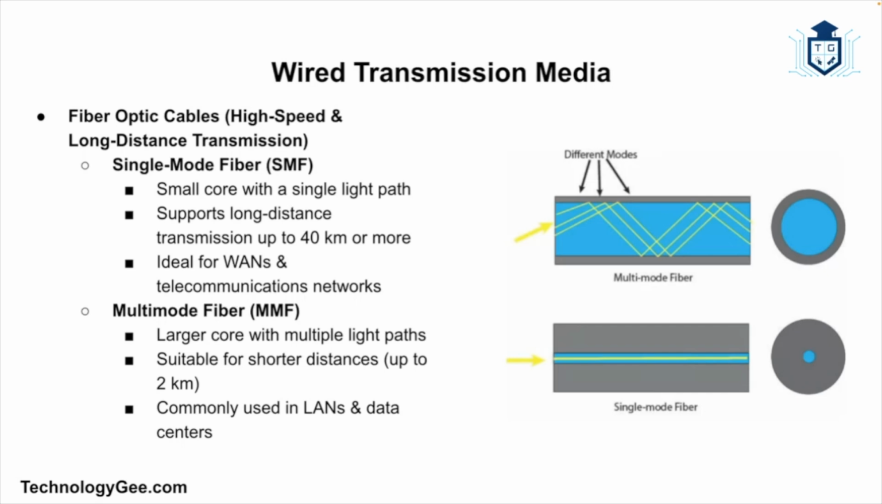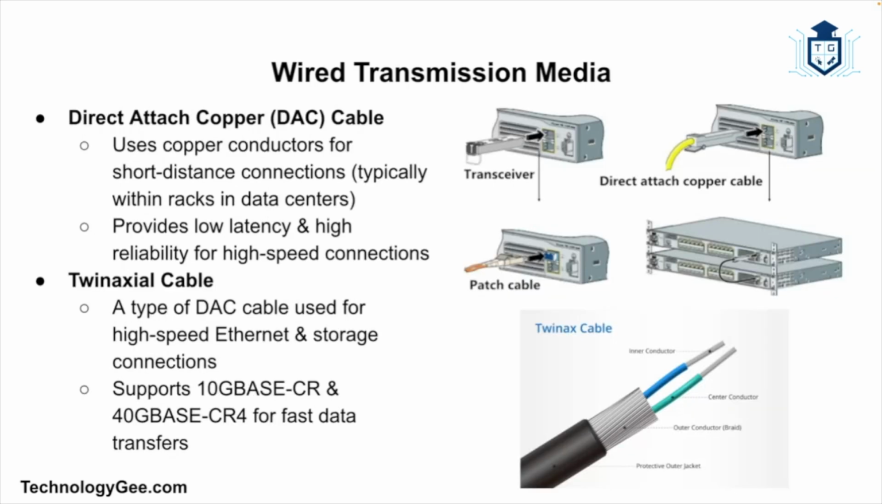And then we have multi-mode fiber, and this has a larger core and multiple light paths, which are suitable for shorter distances up to 2 kilometers. And this is commonly used in local area networks and data centers. Next, we have what is called the direct attach copper cable, and this uses copper conductors for short distance connections, and this is typically within racks and data centers, and these cables offer low latency and high availability.